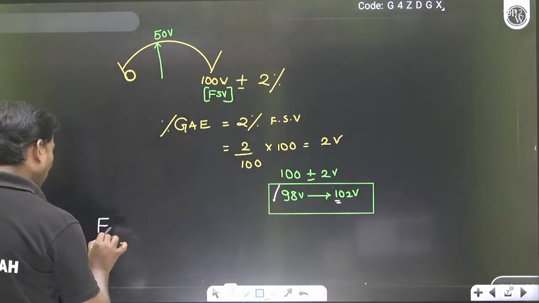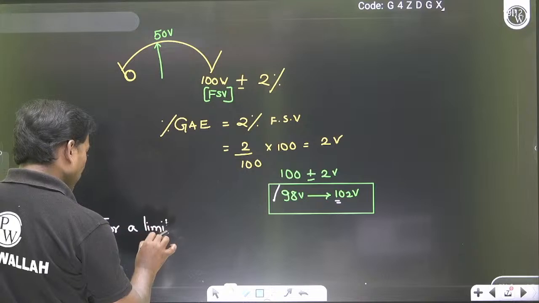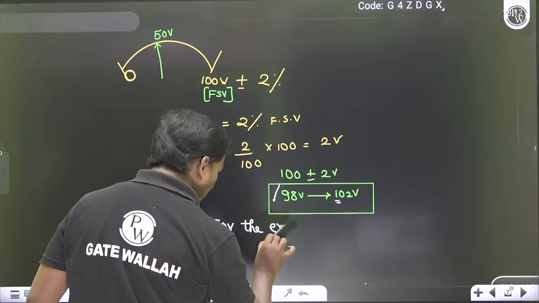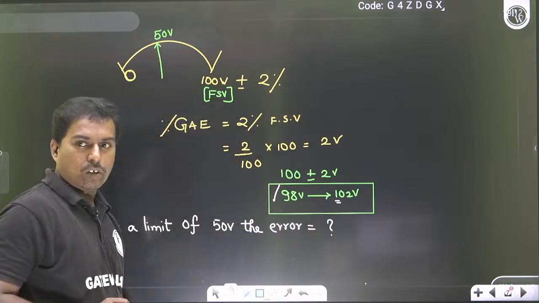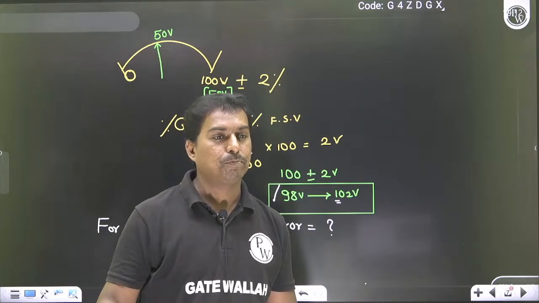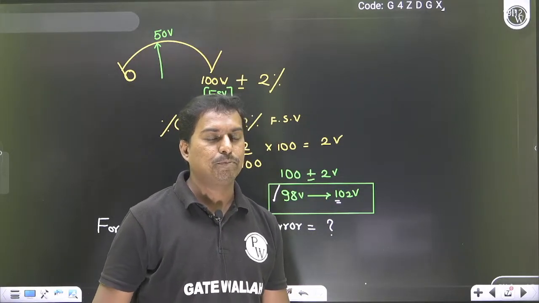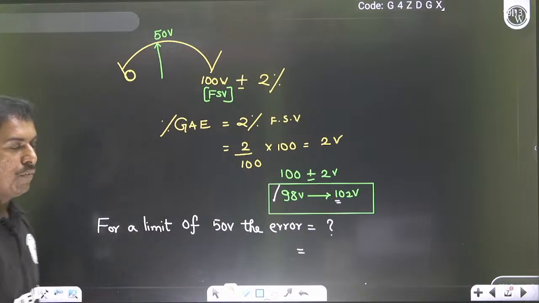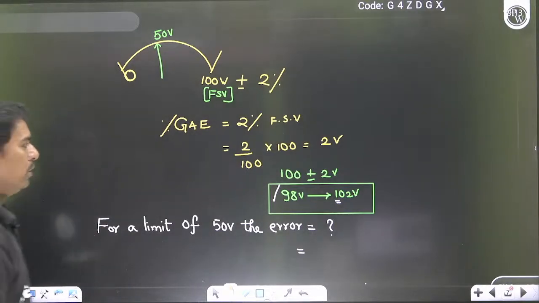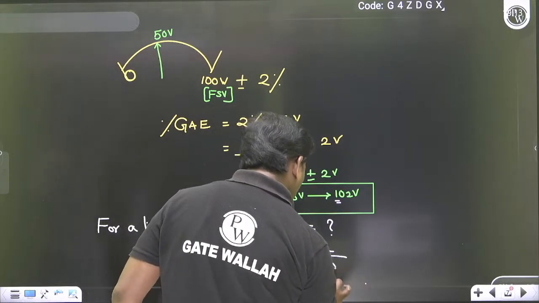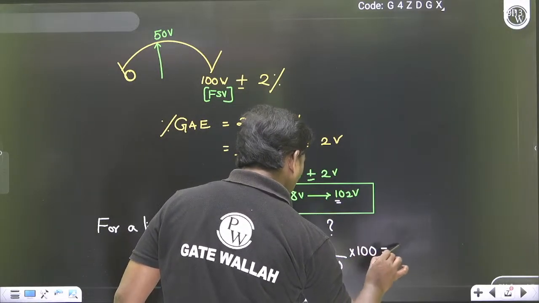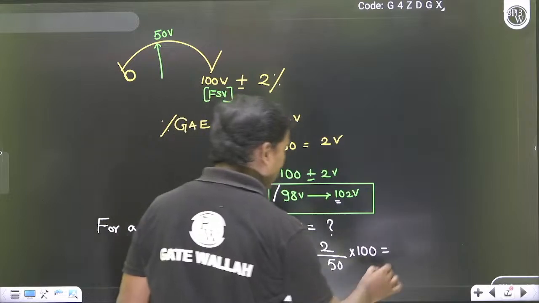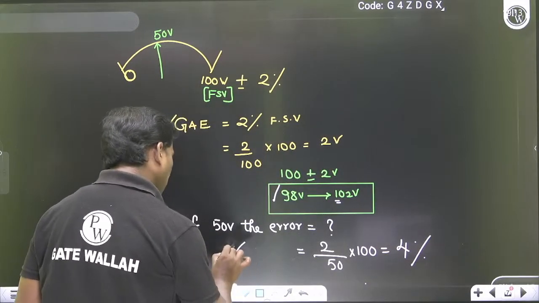So for a measurement of 50 volts, the error is dash. So how to calculate this? This is what we call limiting error. How to understand this limiting error? Our error with respect to a value of 50: the error is 2 divided by 50, into 100. So it is going to become 4%. So this is the percentage of limiting error.